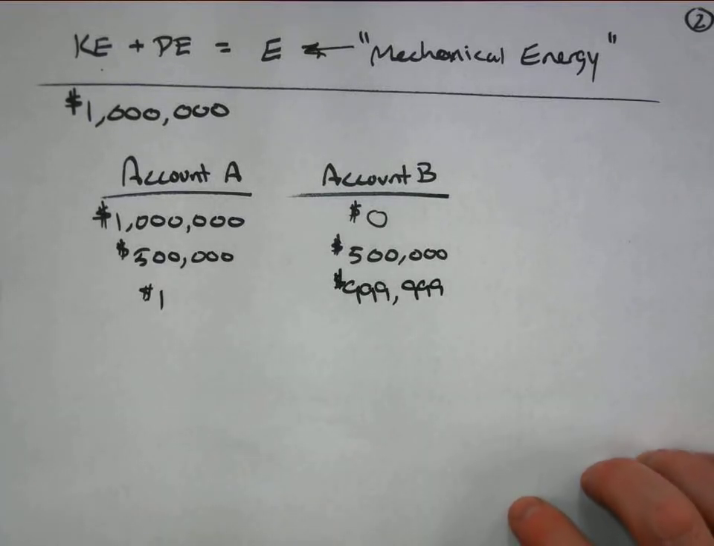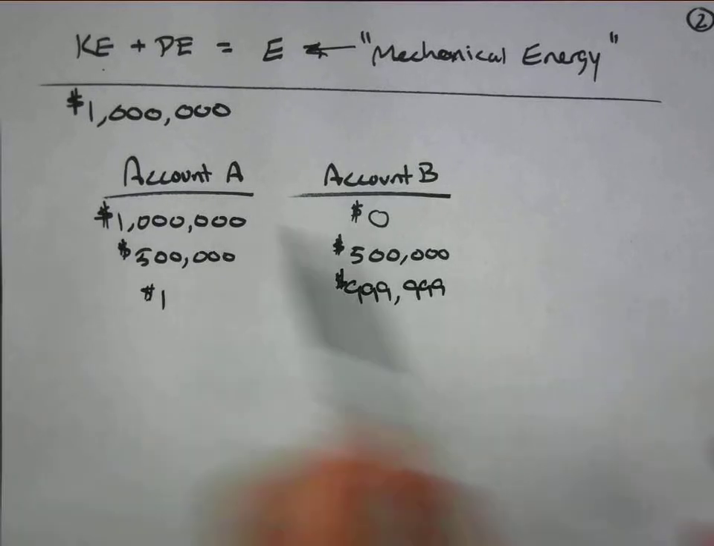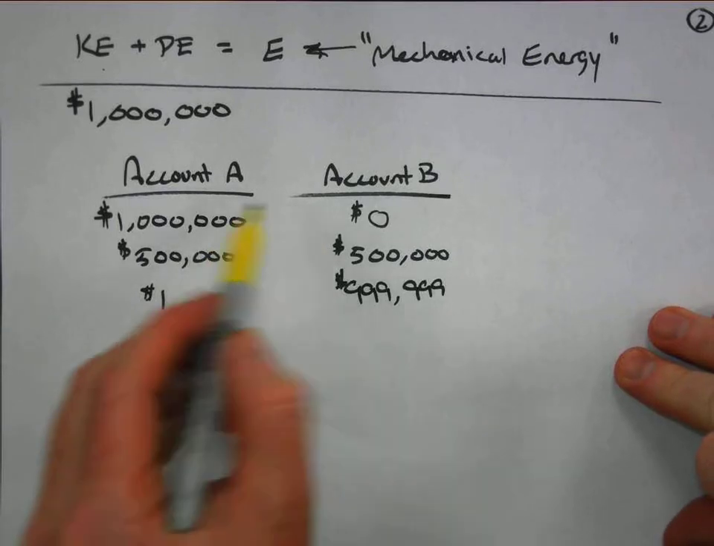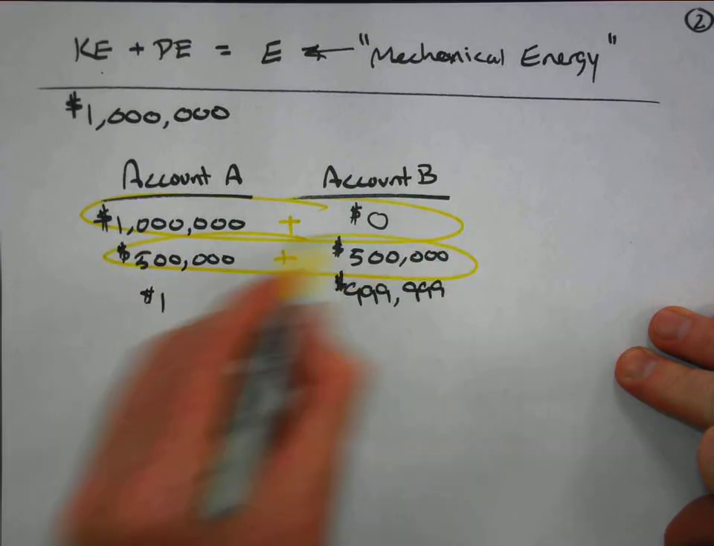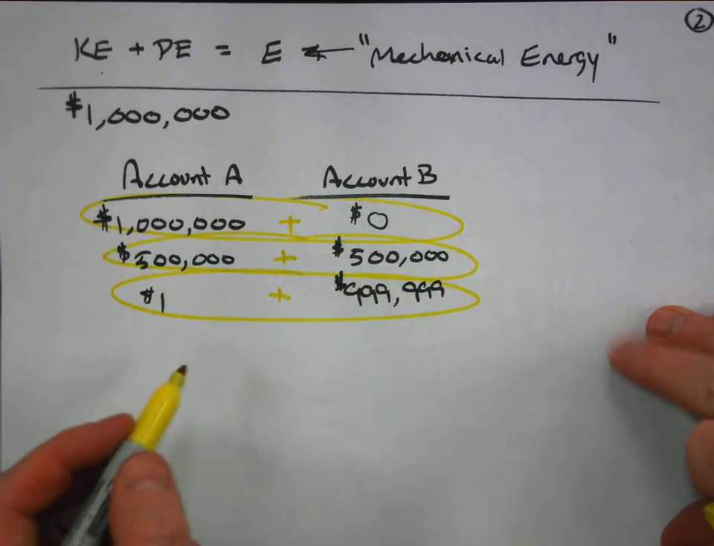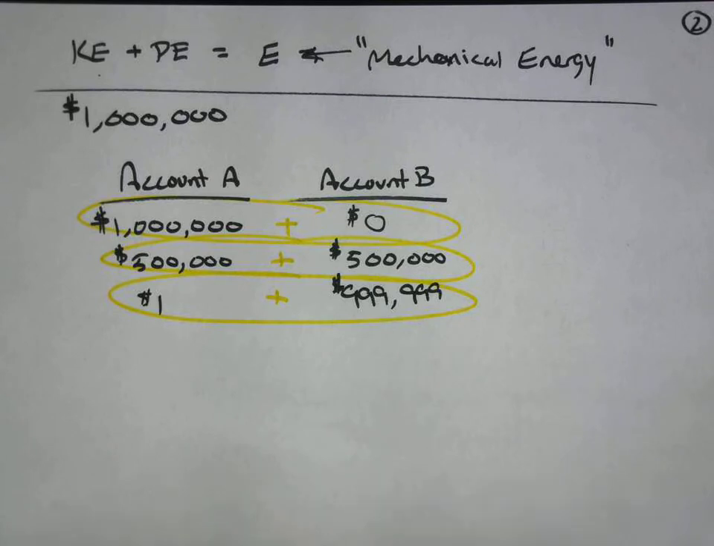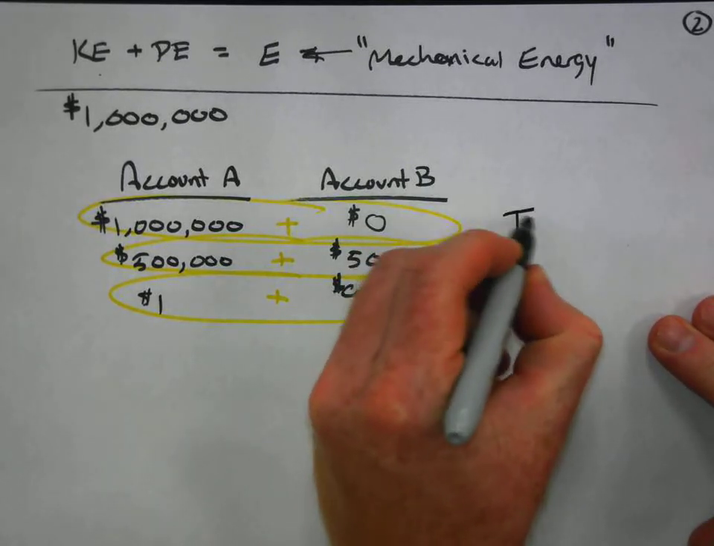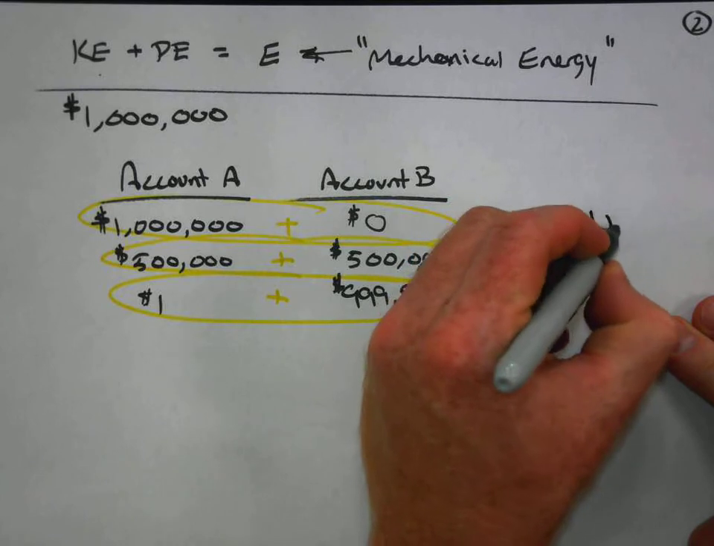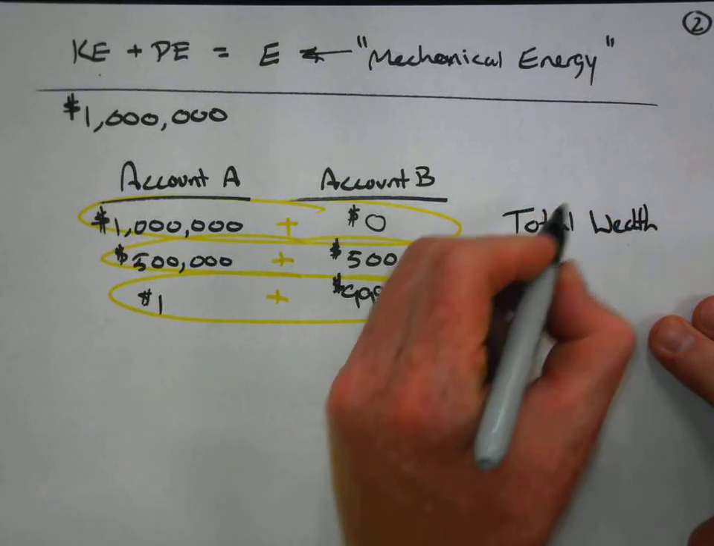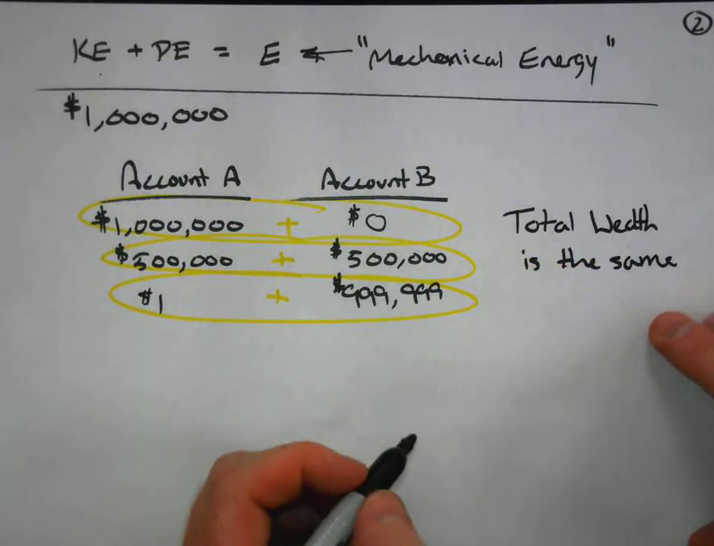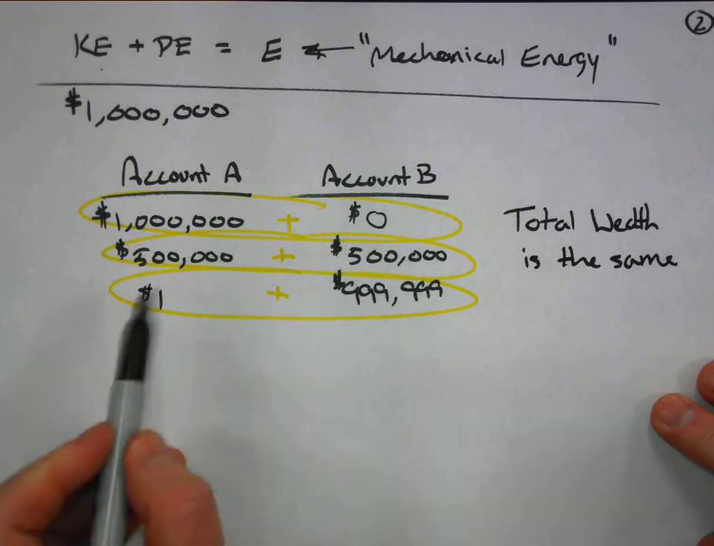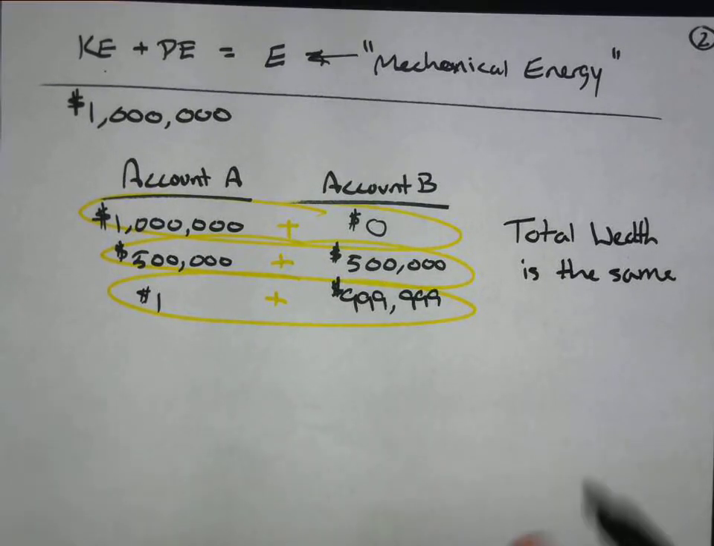But regardless of how much you put in each account, the total, you got to recognize, is going to be the same. You have an amount that you're adding together there, or an amount that you're adding together there, and they are all the same value. Your total wealth is the same no matter where you put the money, in account A or account B, or split it any way you want. Your total wealth is the same.